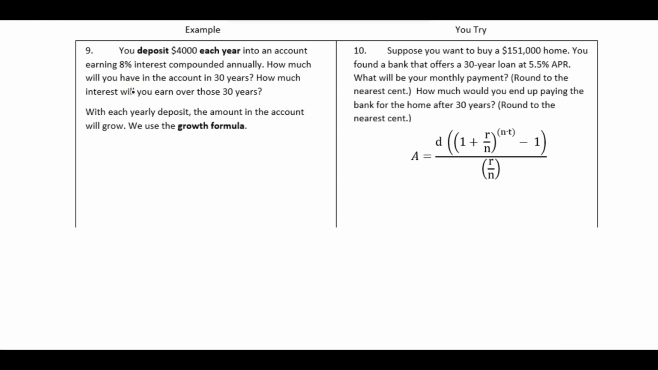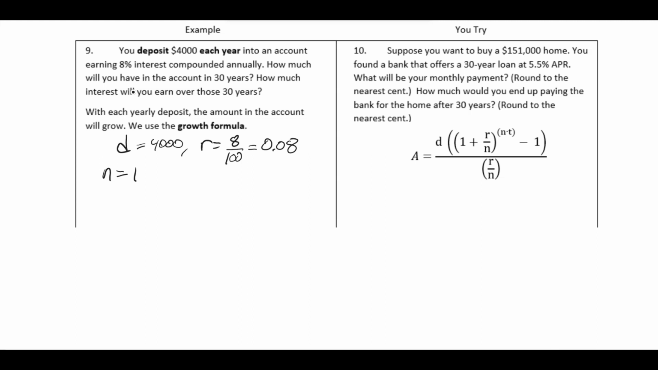So we have compounded annually. D equals 4,000. R equals 8%, so 8 divided by 100, which is 0.08. Compounded annually, N equals 1.